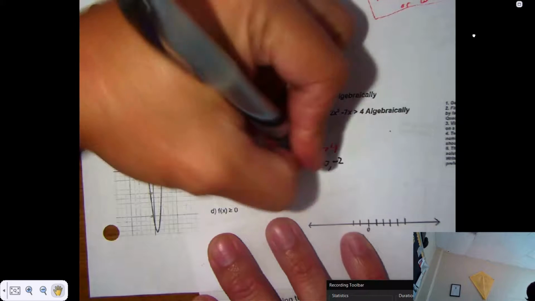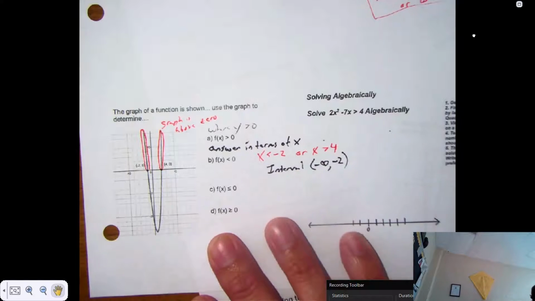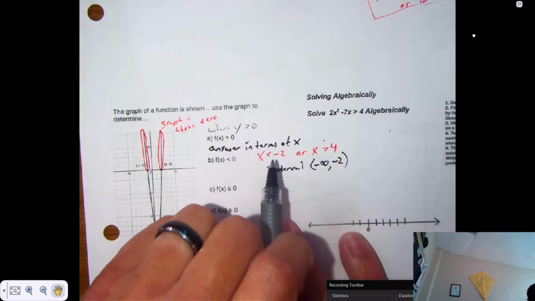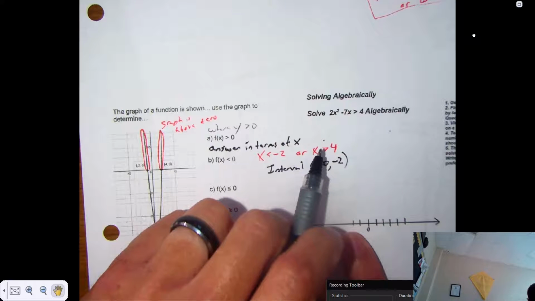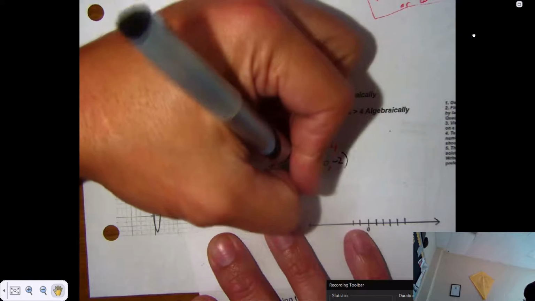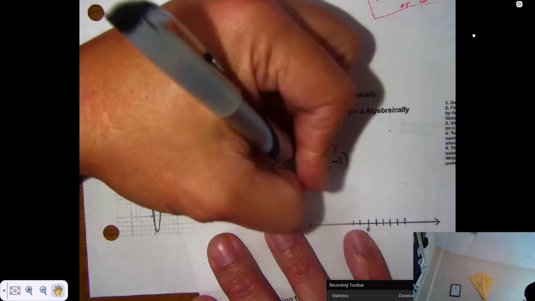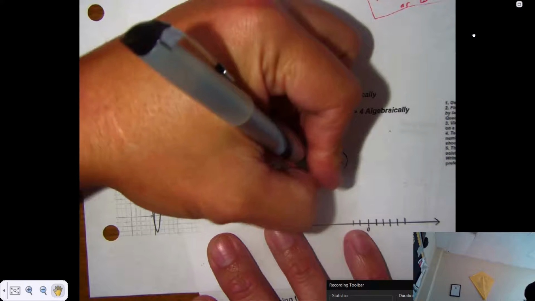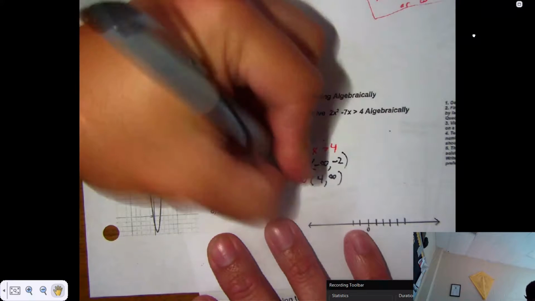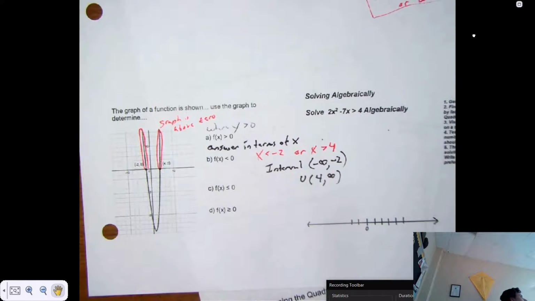I agree with that. Parentheses. That handles this piece. How about this piece on? No bracket. Or infinity. And there's a u in between them. Union with.